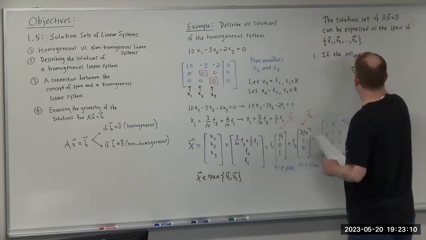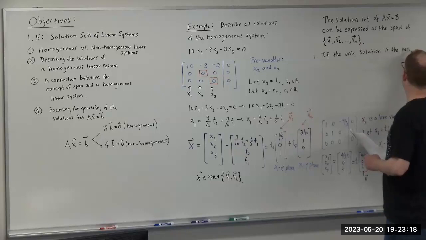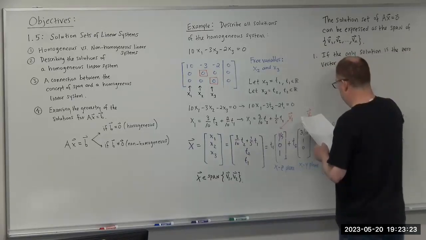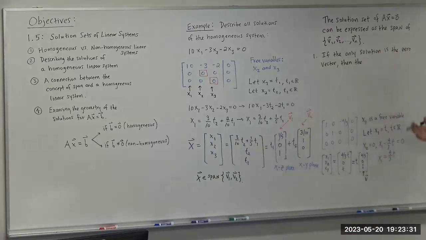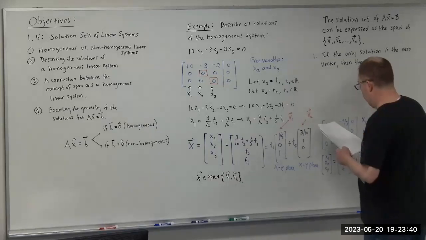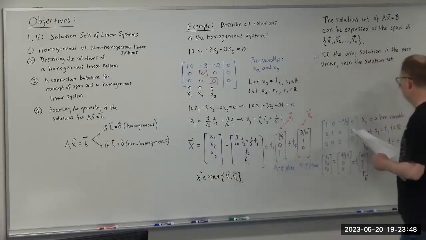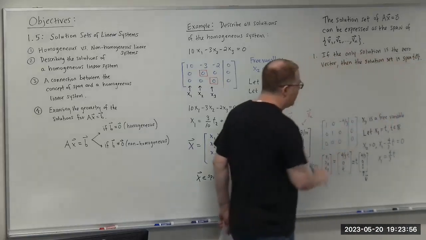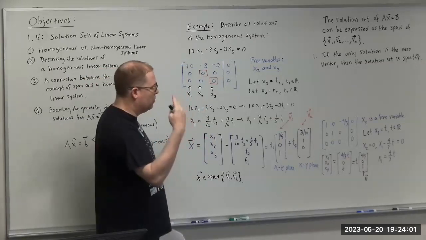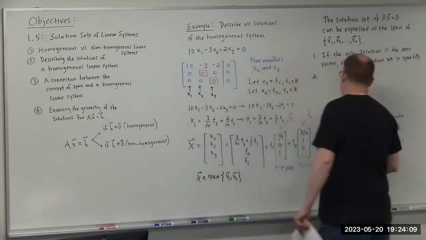If the only solution is the zero vector, then the solution set is represented by the span of 0. That makes sense because you have just that vector in there. Any number times the 0 vector will be 0, so it's just a span of itself. That's pretty trivial there.